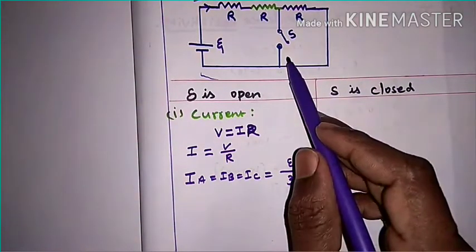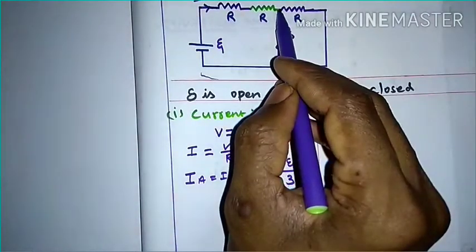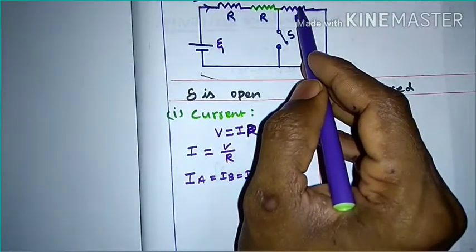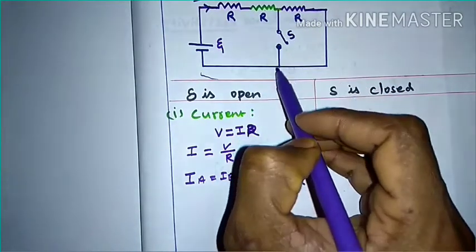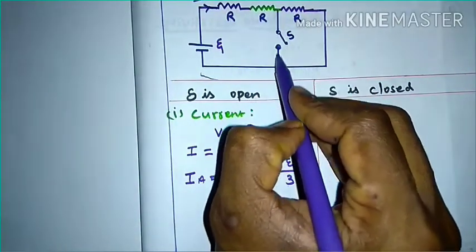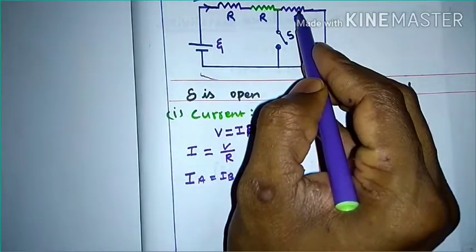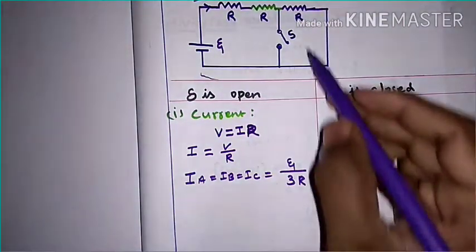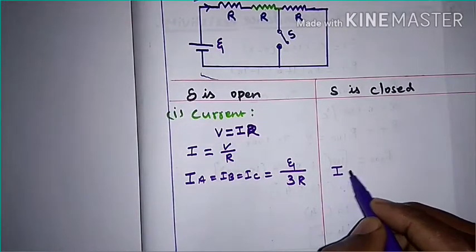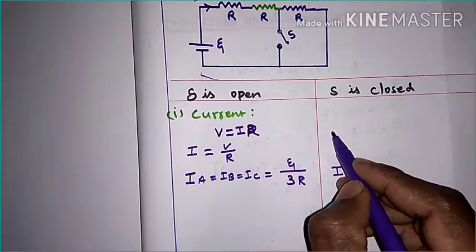Suppose the switch is closed. So when we close the switch, there is no current flowing through the third resistor. So the current will not go through here, because the circuit is closed like this. So the current flows from the battery, first resistor, second resistor to the negative terminal. So there is no current flowing through the third resistor. Therefore the current flowing through the third resistor is equal to 0. IC equal to 0.